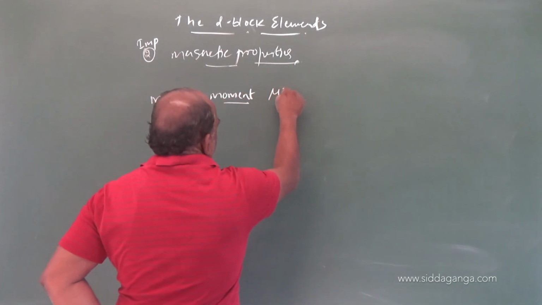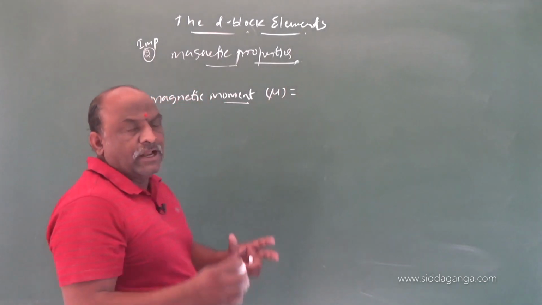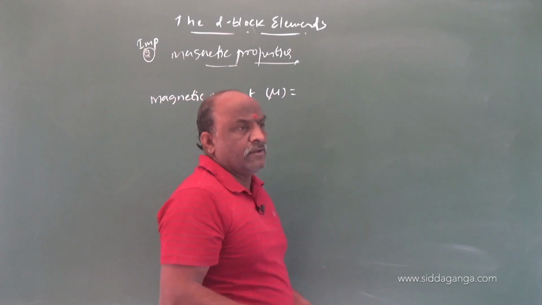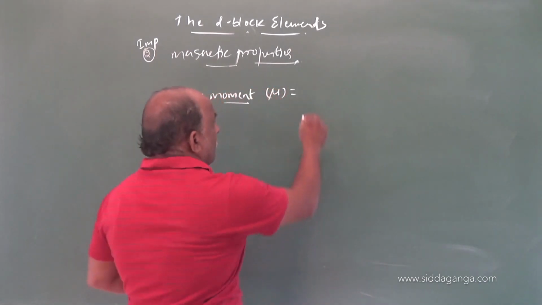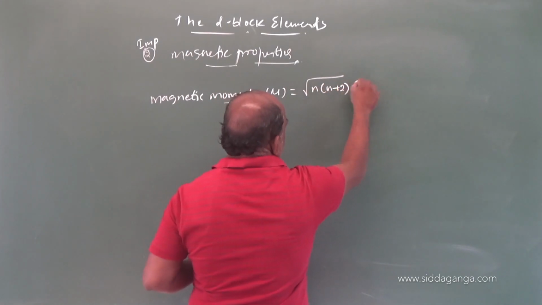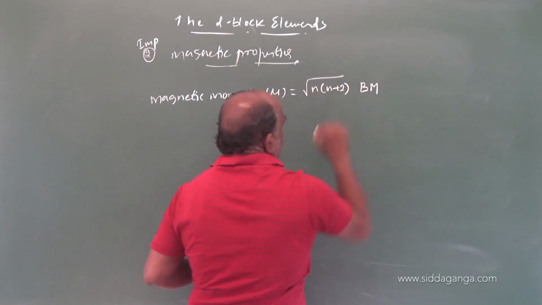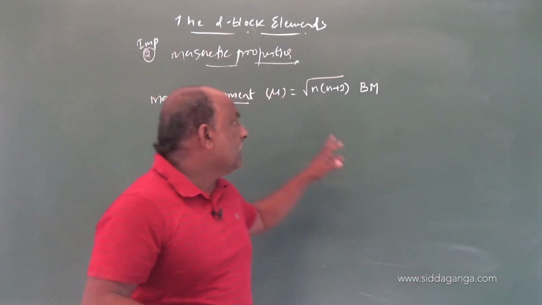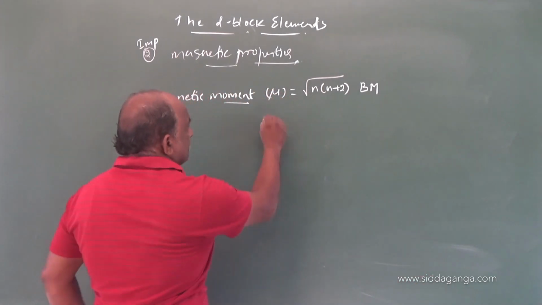So, magnetic moment, you should write it is mu. One mathematical formula is there. The mathematical formula for this magnetic moment is root over n into n plus 2 BM. Root over n into n plus 2 BM. What is n in this formula?